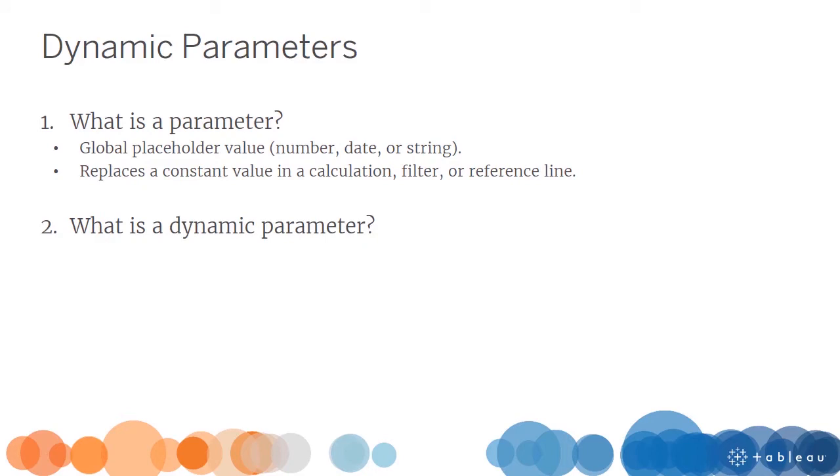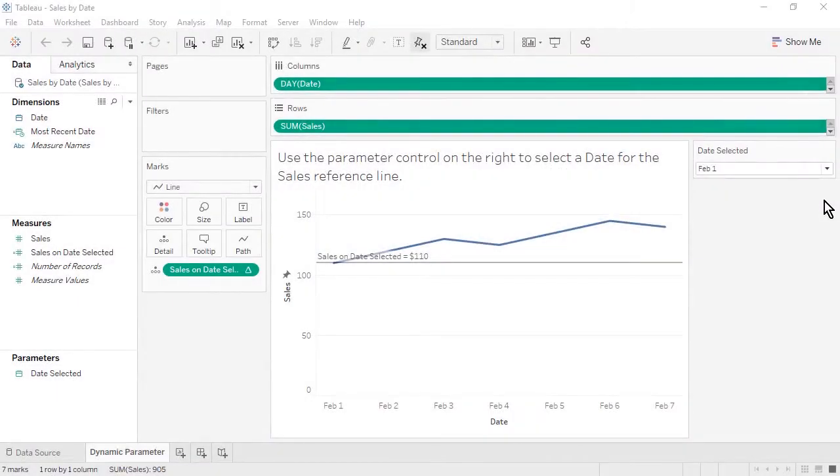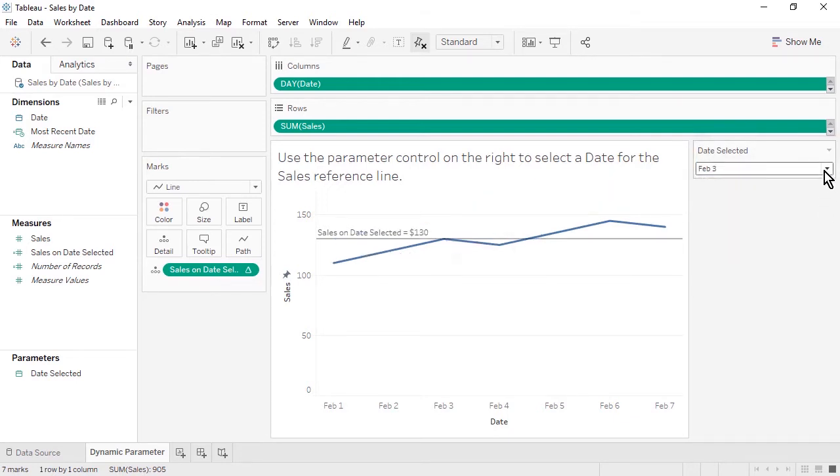Dynamic parameters provide two enhancements to traditional parameters. The first is the ability to automatically refresh the list of parameter values when new values are added to the related data source column. The second is the ability to set the current value of the parameter based on a calculation. Let's take a look at an example. The viz displayed here shows sales values for the first few days in February. To the right is a parameter control based on the date dimension. Selecting a date sets the reference line to the sales value on that date.